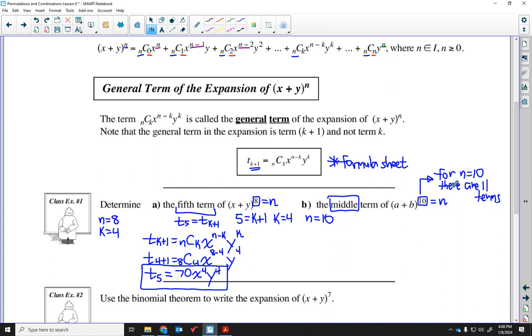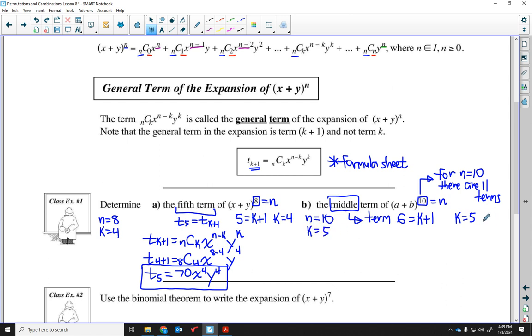So now that we know there are 11 terms, we can identify what the middle term is, because the middle number between 1, 2, 3, 4, 5, 6, 7, 8, 9, 10, 11 is going to be 6. So the middle term is going to be term 6. Now be careful right here. Term 6 is equal to k plus 1, just the way in which the binomial theorem is written, which means that the value of k is going to be equal to 5.